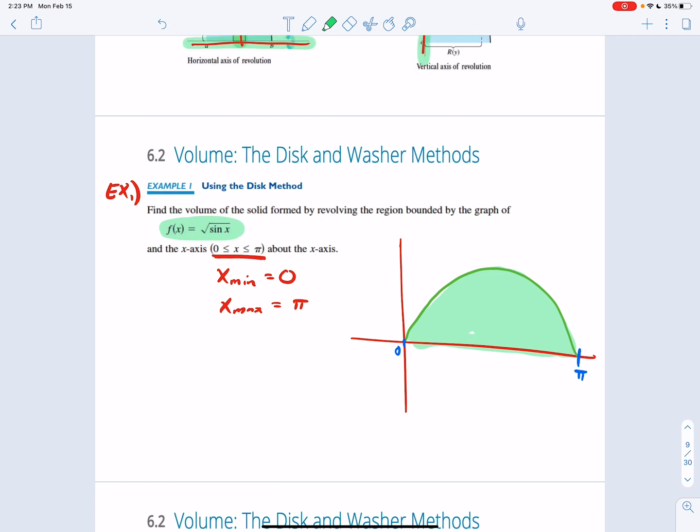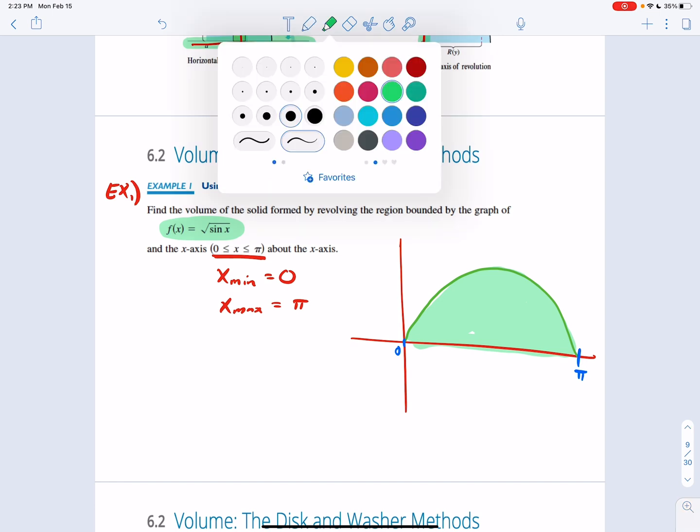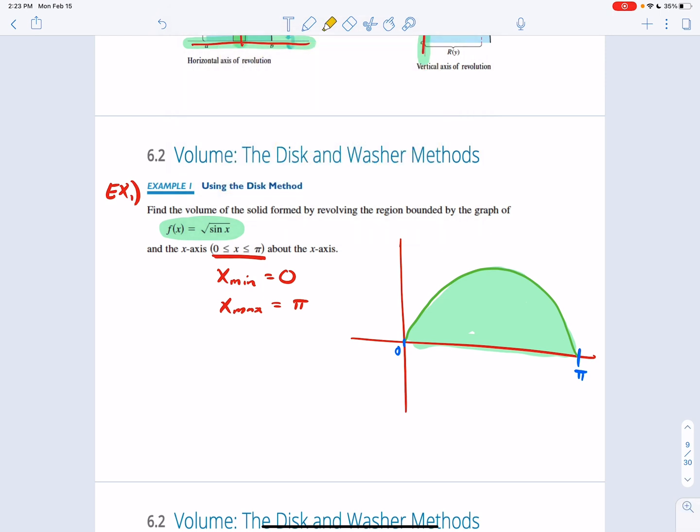Okay? So first step, draw your picture. Second step, indicate where you're rotating this. And the way you figure that out is you look for a word. Let's use this one, about. Okay? That tells you where they're going to rotate. So here, we're rotating this volume or this solid about the x-axis.